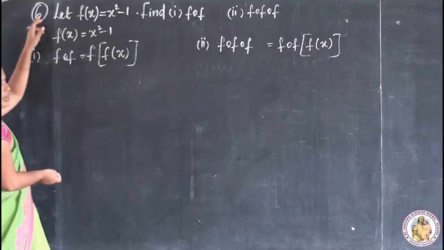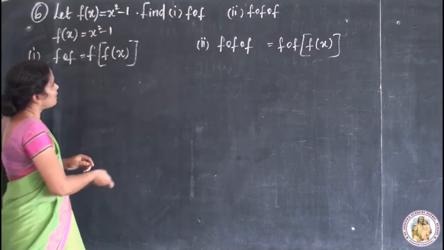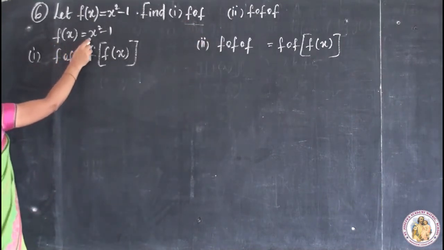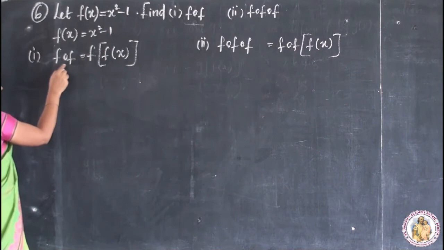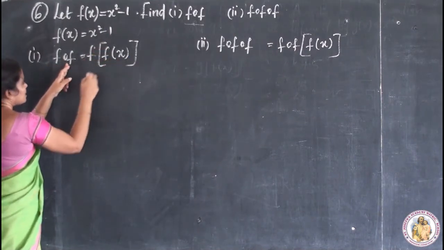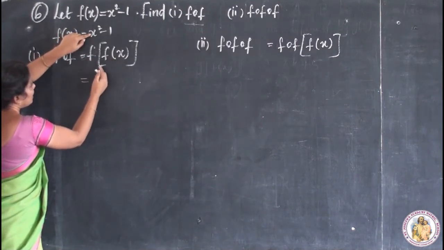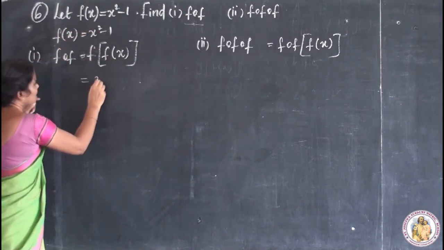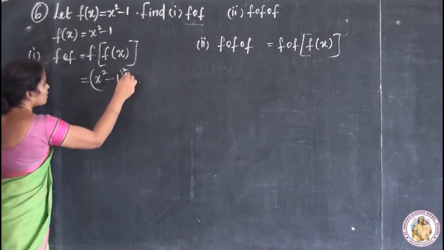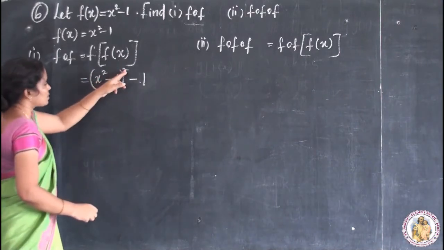Okay. Question number 6. Let f of x is equal to x square minus 1. Find f of f. So f of x is equal to x square minus 1. f of f is f within bracket f of x. In the place of x, you have to write x square minus 1. That is given as (x square minus 1) whole square minus 1. So what is (x square minus 1) whole square?